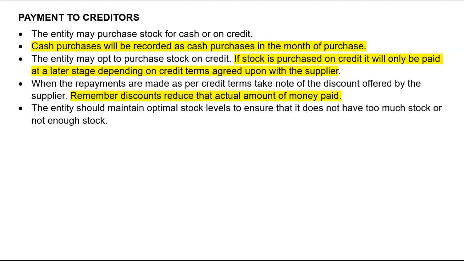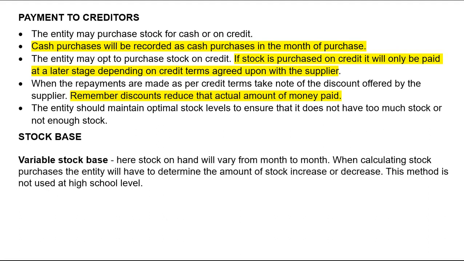All right. Optimum stock level means that you just keep enough stock. That's all. Now we have what we call a stock base, which is the stock that we need to keep within the business. It may vary from month to month. When calculating stock purchases, the entity will have to determine the amount of stock increase or decrease.